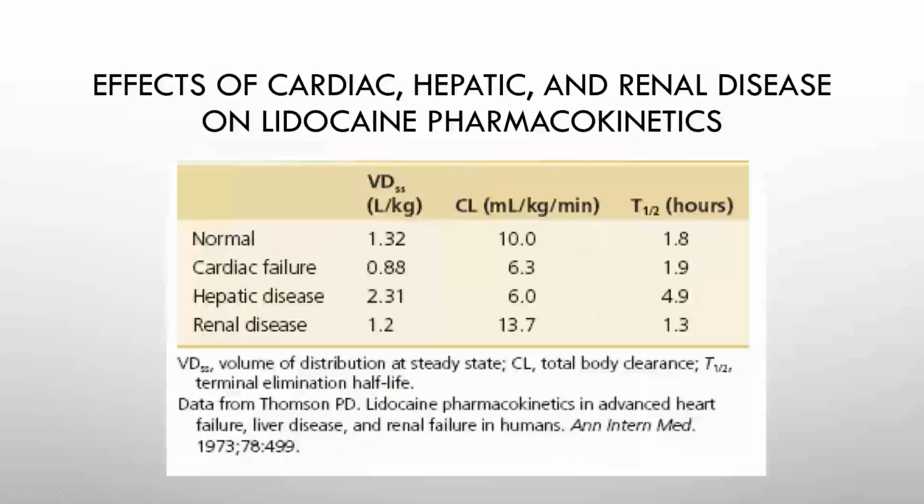Here you can see the differences in clearance with specific organ pathology. So here in a normal person, you can see the clearance of the local anesthetic is 10, half-life is 1.8 hours, so 2 hours. Cardiac failure, similar. Hepatic disease, half-life goes up. Renal disease, half-life goes down. But again, look at the clearances. Normal is 10, clearance goes down with cardiac and hepatic disease, and essentially unchanged clearance with renal.